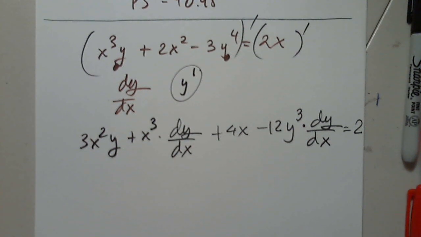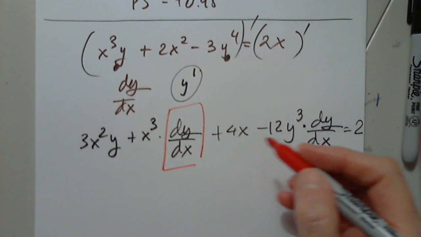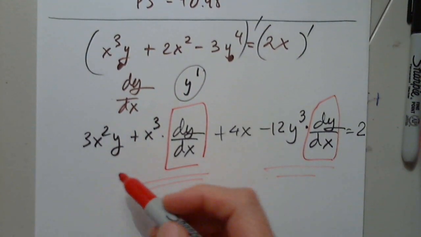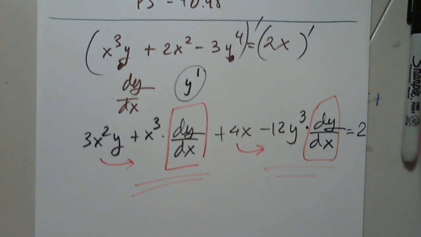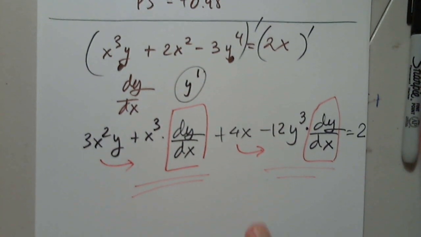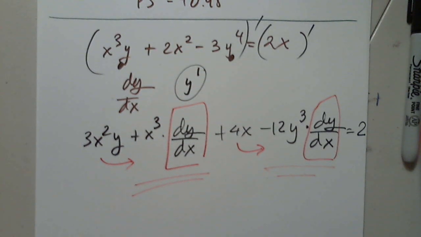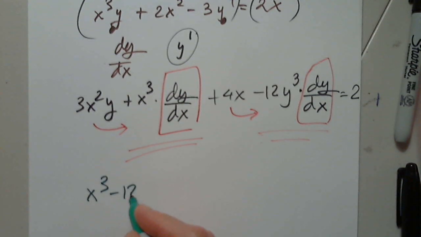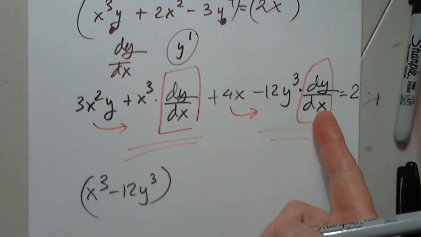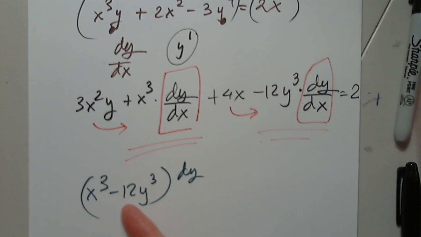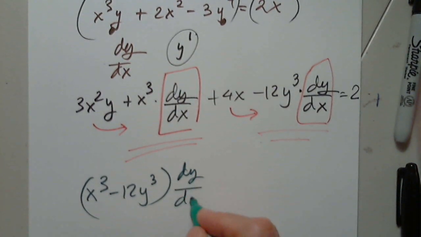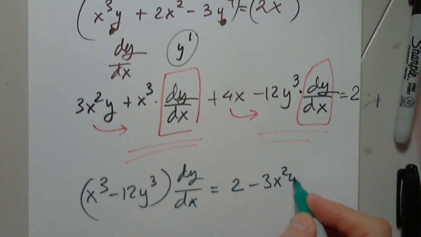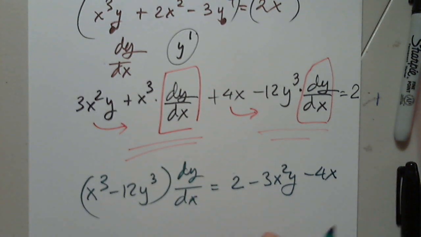Now, remember, we are after this variable. So these two terms will stay on this side. This one goes, this one goes, because these two don't have the variable. So therefore, I factor out x cubed minus 12y cubed. I factor out this because I cannot combine these. So I have no choice. Over dx equals 2, but minus 3x squared y and minus 4x.